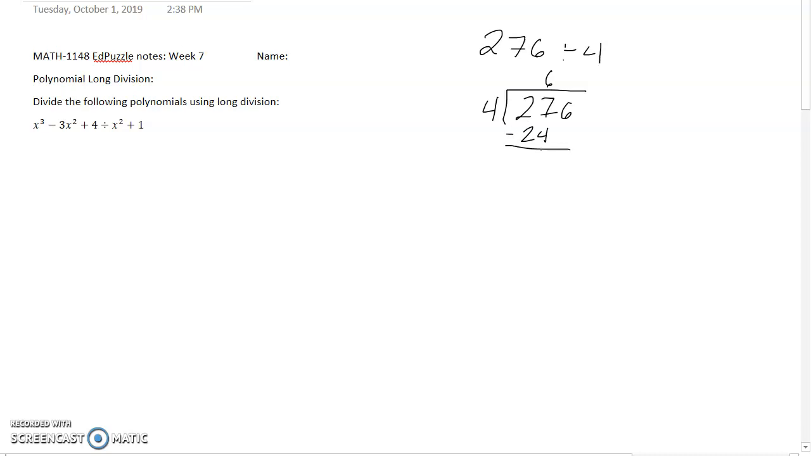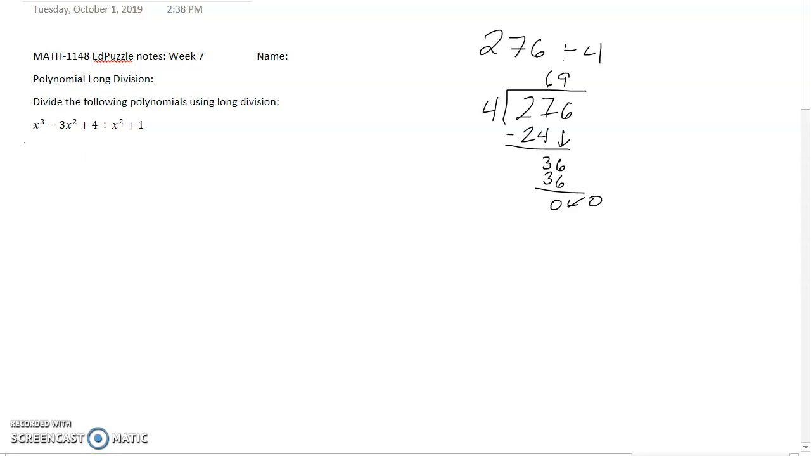And then what we do is we subtract: 27 minus 24 is 3. And then we bring our 6 down. And then 4 goes into 36 9 times. 9 times 4 is 36, which leaves us with a remainder of 0. This may be a new process to you, but we're going to follow a similar pattern over here where we figure out how to multiply to get something close and then subtract.